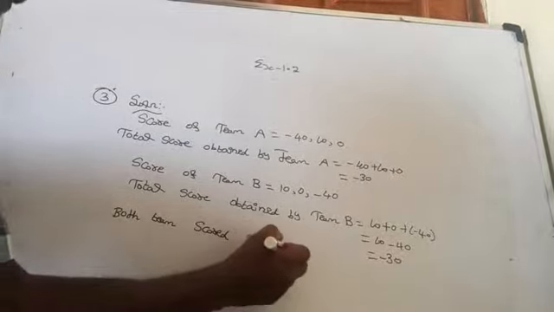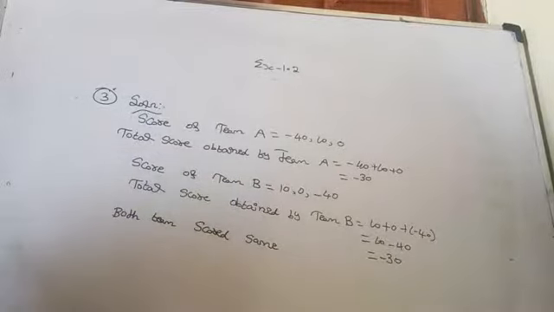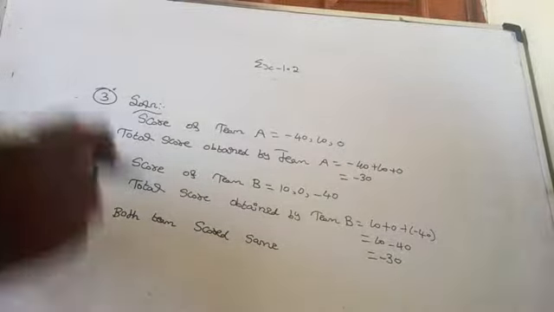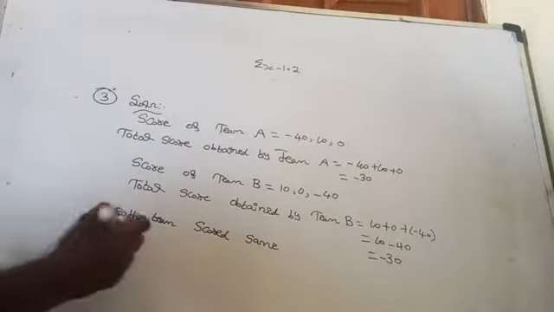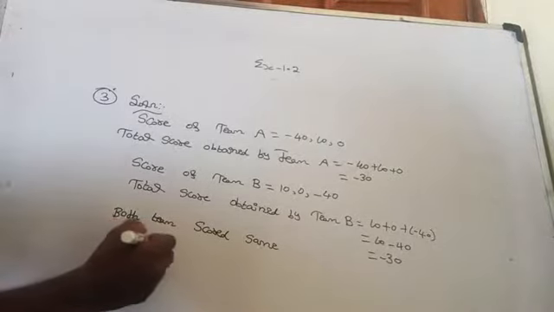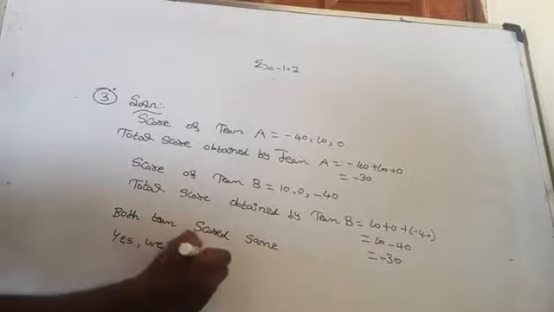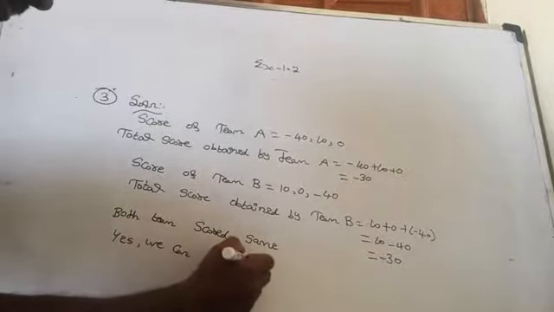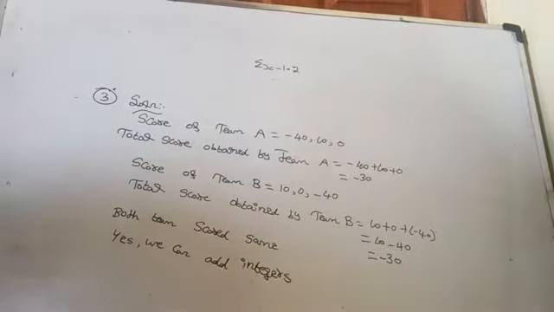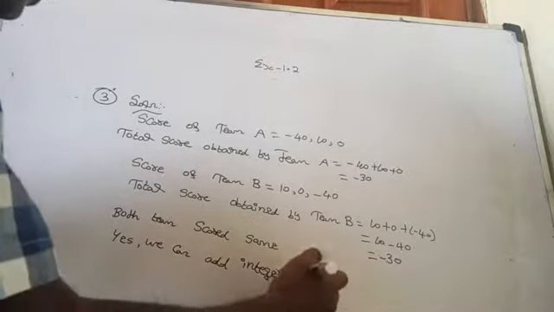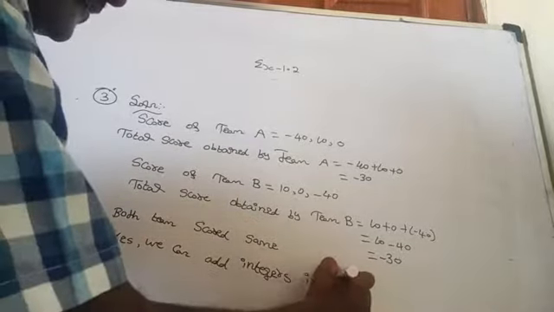Alright, and then after that: can we say that we can add integers in any order? Yes, obviously, because of the associative property. Am I right? Yes, we can add integers in any order. a plus b equal to b plus a. The commutative property is satisfied. The associative property is also satisfied. Yes, we can add integers in any order.